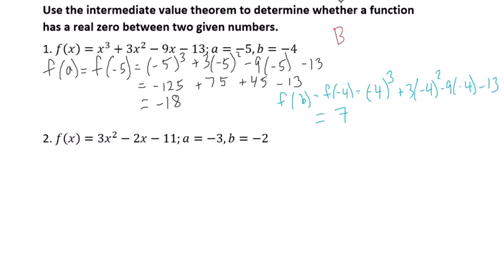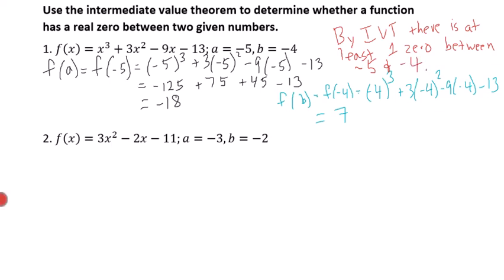by intermediate value theorem, there is at least 1 zero between -5 and -4. All right, let's look at our next example.